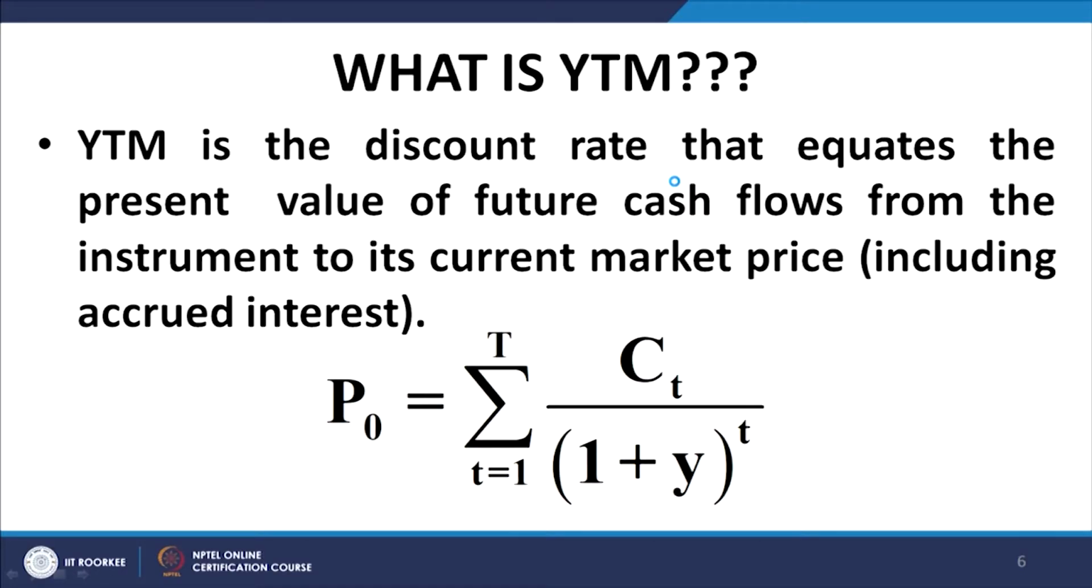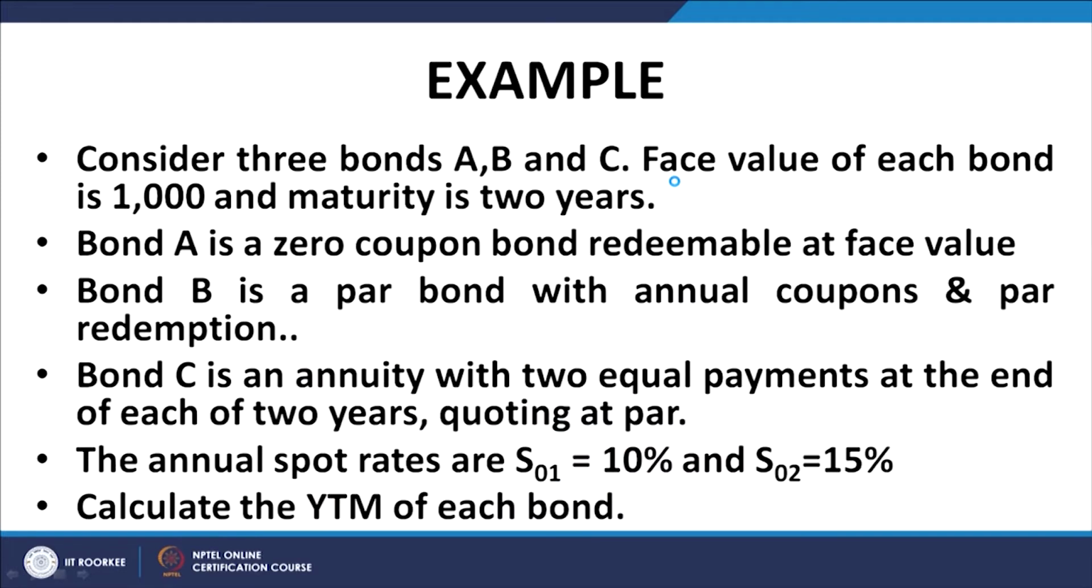Then we come to yield to maturity. The definition of yield to maturity I have already elucidated at an earlier point in time. Yield to maturity is the discount rate that equates the present value of future cash flows attributable to the security to its current market price. So, that is the definition, and the formula is given at the bottom of the slide.